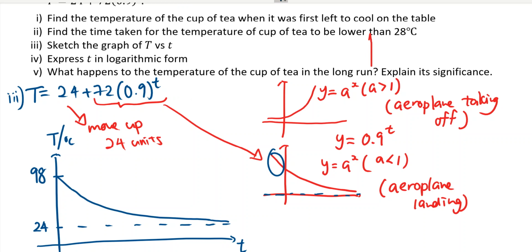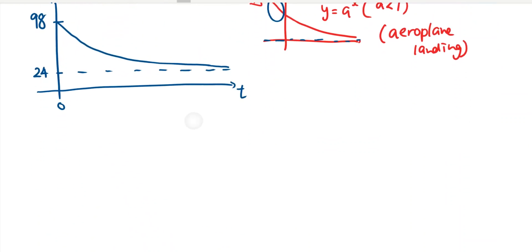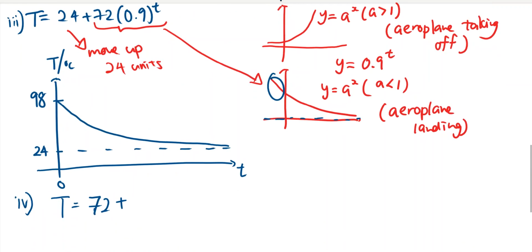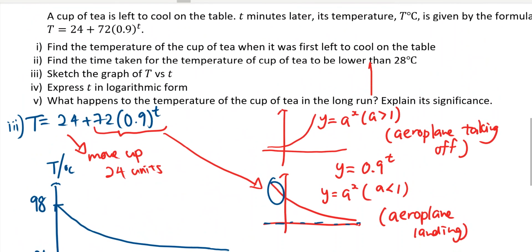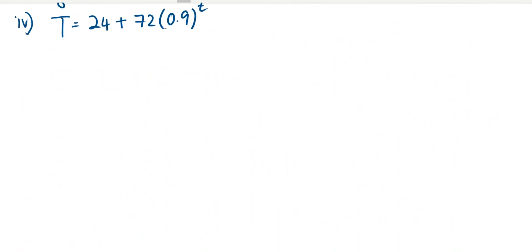Part 4: express t in logarithmic form. It means making small t the subject. So I'll write down big T equals 24 plus 72 bracket 0.9 to the power of t. I want to make small t the subject. Okay, I bring this over.